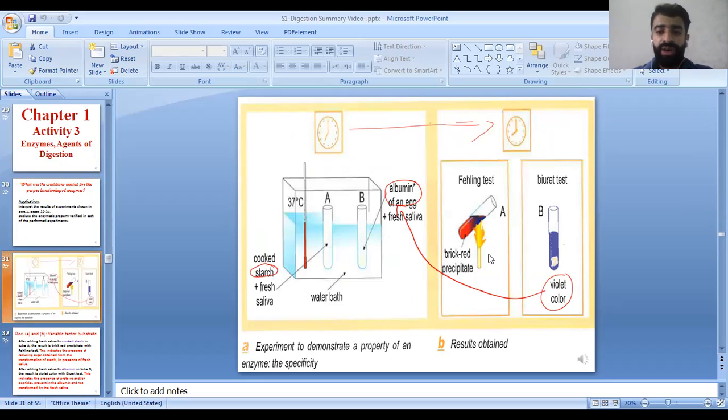Tube A, after about 1 hour, gives a red precipitate with Fehling test. So the starch is digested into reducing sugar, whereas in tube B, the albumin of an egg is not digested, since the test gives a direct color, so we have protein. Fresh saliva has an enzyme called salivary amylase. Salivary amylase works on starch and not on protein. So the starch is digested into reducing sugar, whereas the protein is not digested into amino acids, or is not digested at all, by the enzyme salivary amylase.